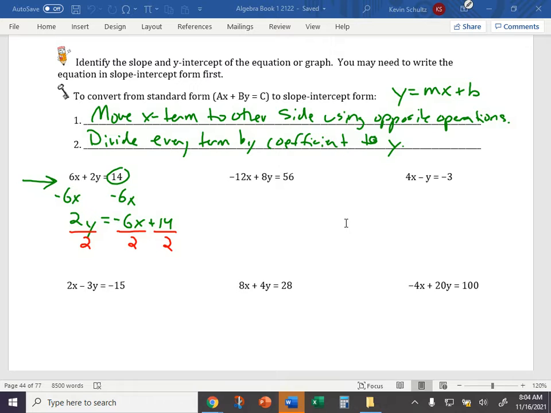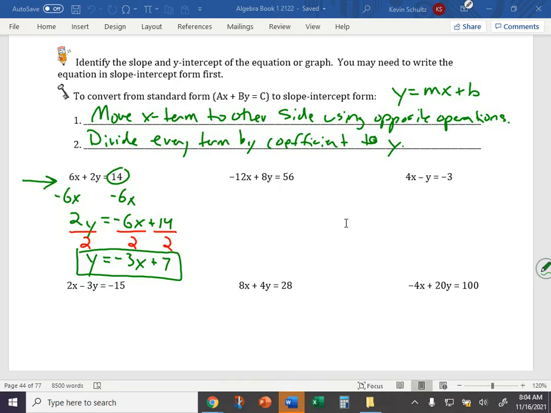Okay? And so on the left side, 2 divided by 2 is 1y. We got y by itself. Our x term, negative 6 divided by 2 is? Negative 3. Plus 7. And 14 divided by 2? 7. Positive 7. We are back in slope-intercept form.